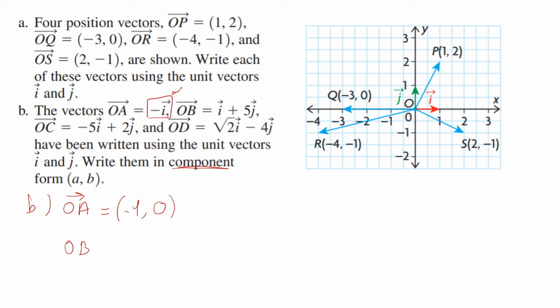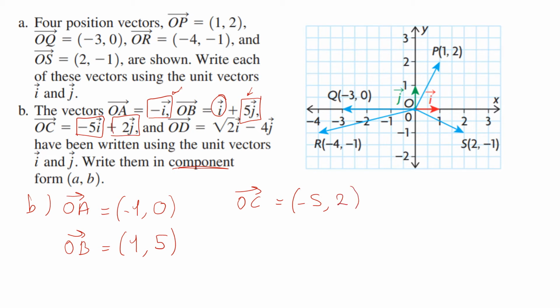Passing on to OB, now I have an i value, which means it's only 1. So the x component is going to be 1 coordinate. And over here, I do have a j value. This means I do have something for the y component, which is 5. So it's going to be 5. Passing on to OC, again, I look at what I have for the x component, which is -5. And I look at what I have for the other one, the y component, and I have +2.